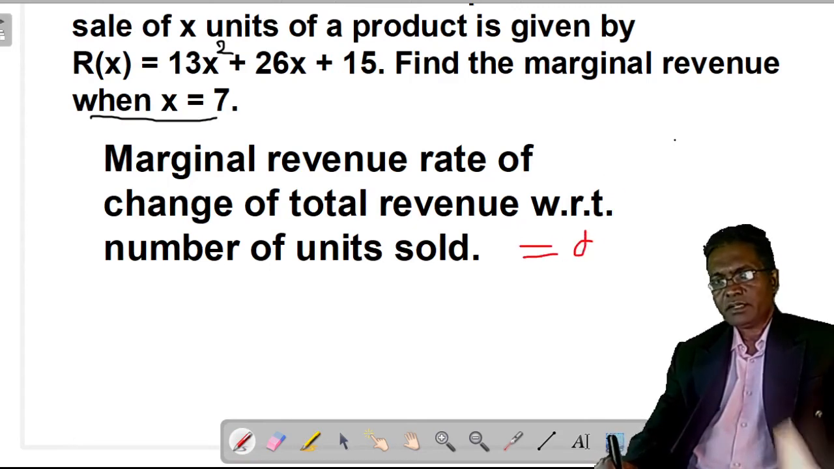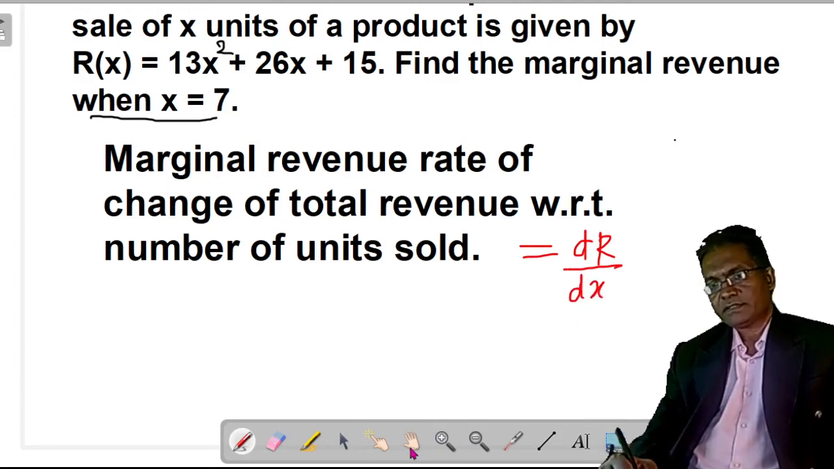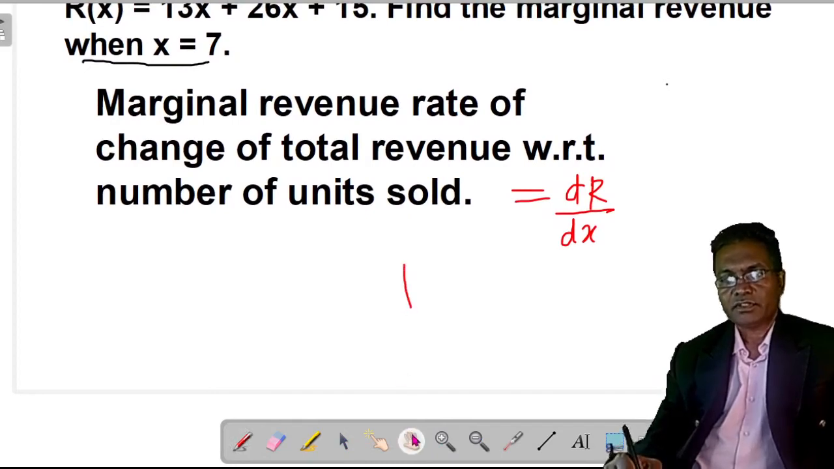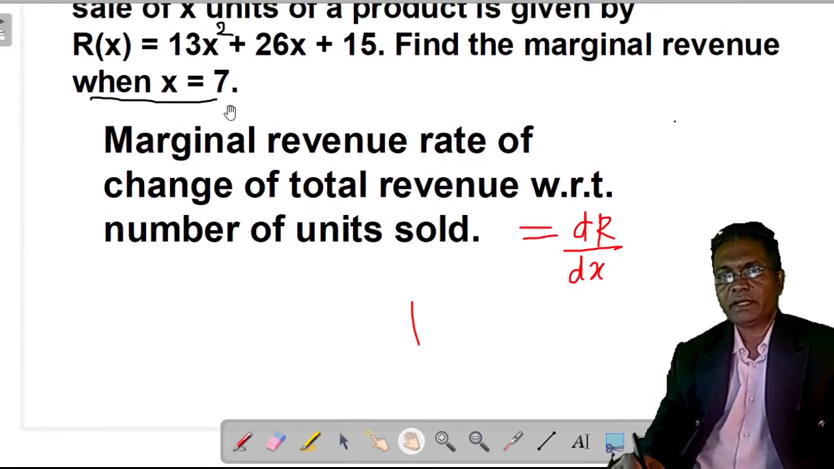This is nothing but your dR by dx, you need to find. So you need to find dR by dx when x is 7. So for that you differentiate R.